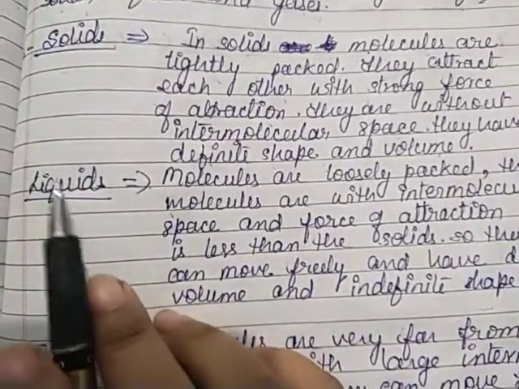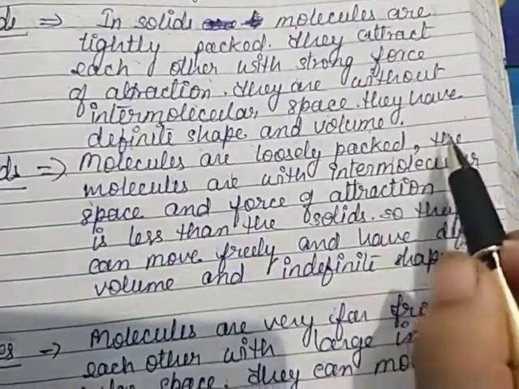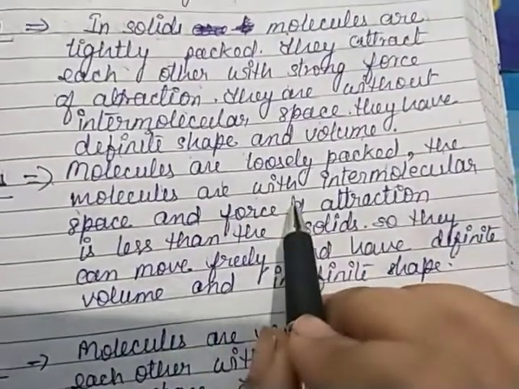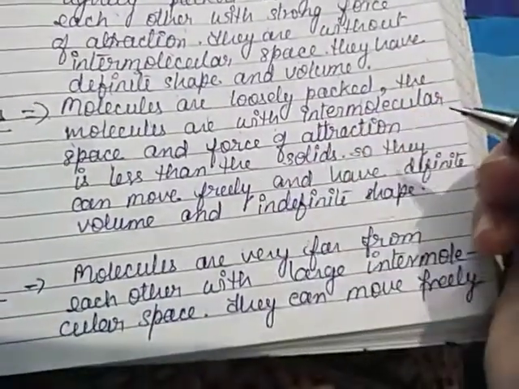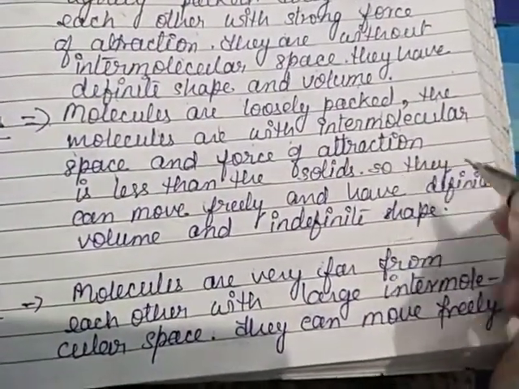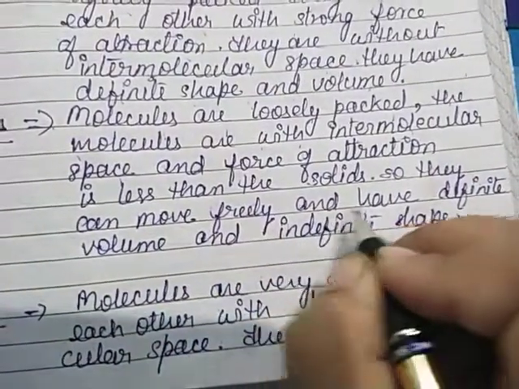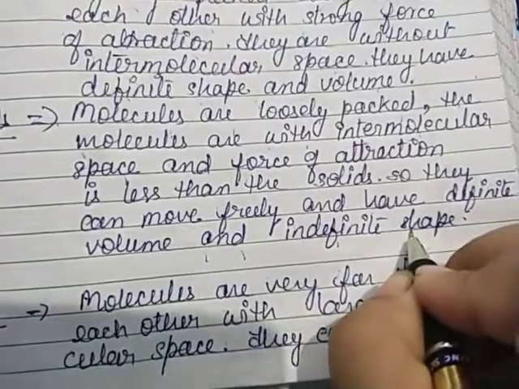Okay. Now liquids. The molecules are loosely packed. The molecules are with intermolecular space and force of attraction is less than the solids. So they can move freely and have definite volume and indefinite shape.